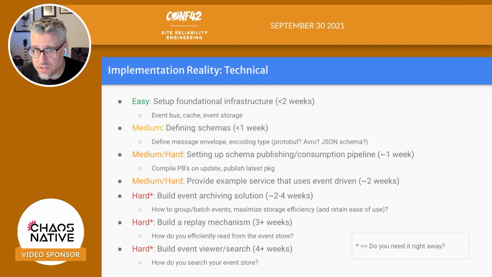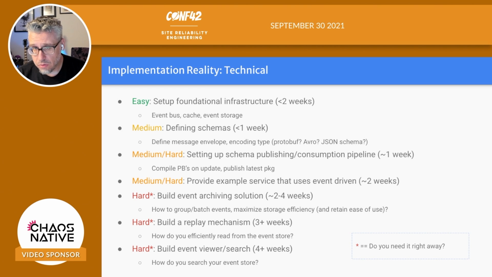So first things first, setting up the actual foundational infrastructure is, I think, the easiest part by far. It really shouldn't take even 1 week, maybe max 2 weeks or something like that, especially if you're using third-party things from a vendor such as S3, right? Or maybe for the event bus, you're using some sort of platform as a service, such as Compose.io or something like that. Defining the schemas might take a little bit longer.